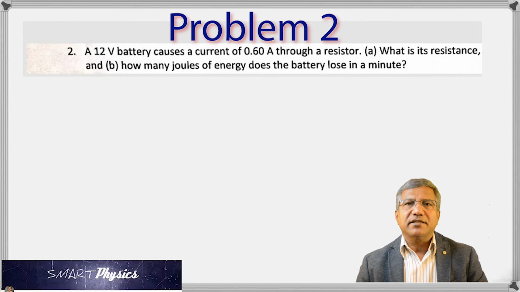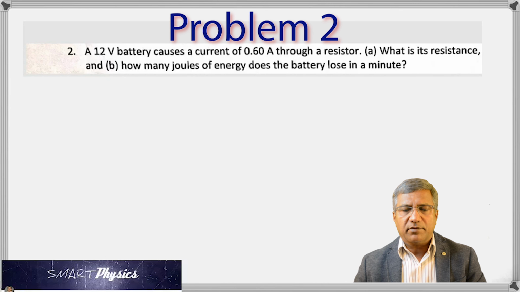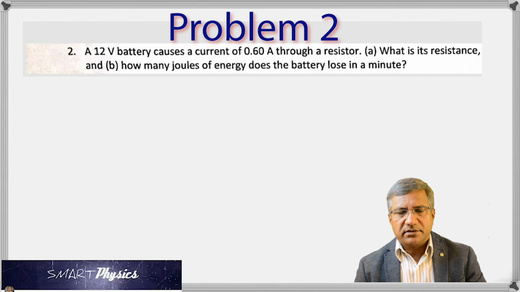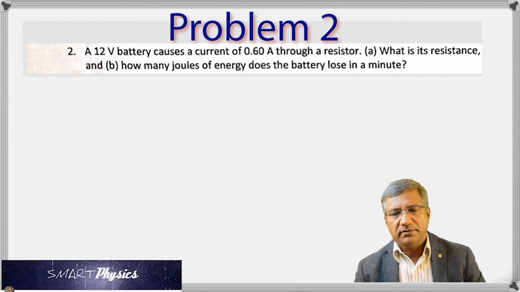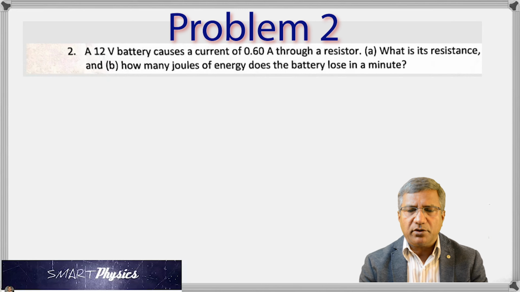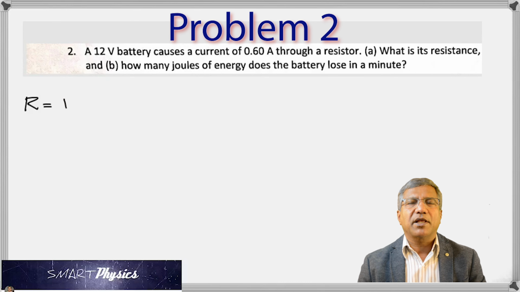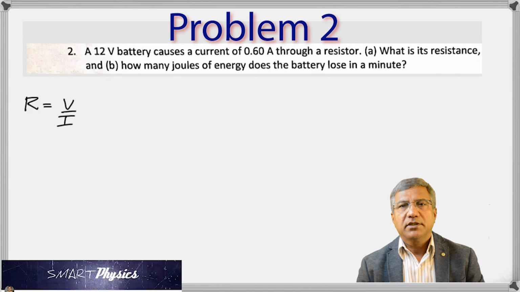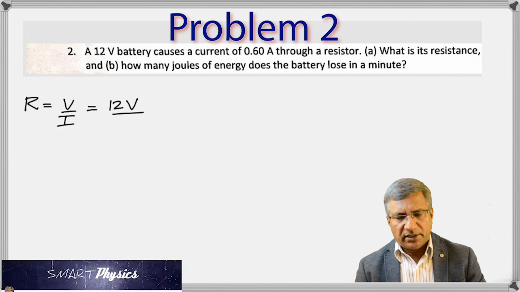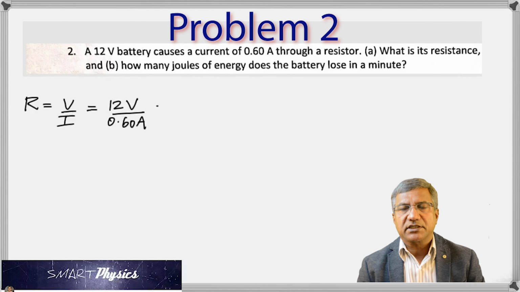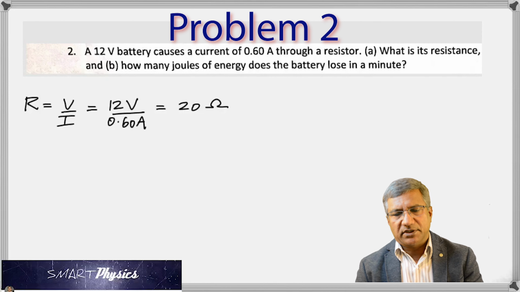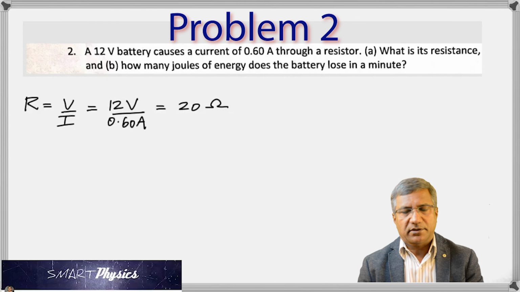So here is the second question. It says a 12-volt battery causes a current of 0.6 ampere through a resistor. What is its resistance? And how many joules of energy does the battery lose in a minute? You have the voltage and you have the current. Calculation of resistance is a simple application of Ohm's law. Resistance is voltage by current, that gives 12 by 0.6 ampere, which gives the resistance as 20 ohms.